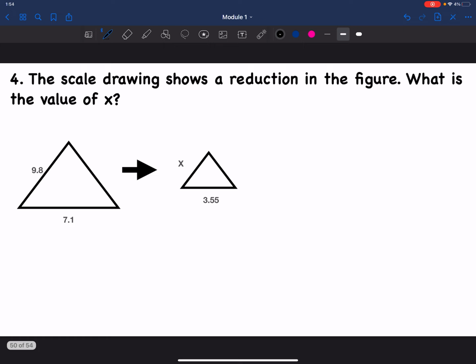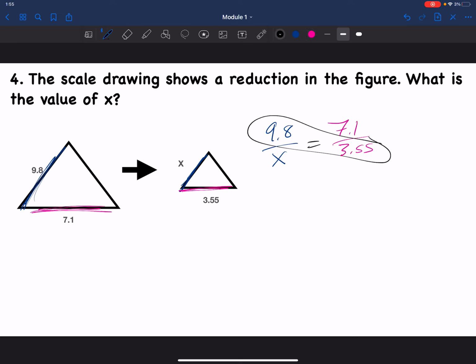The scale drawing shows a reduction in the figure. What is the value of x? So we're going to do the same thing. Match up our sides. So 9.8 over x is equal to 7.1 all over 3.55. So go ahead and cross multiply.